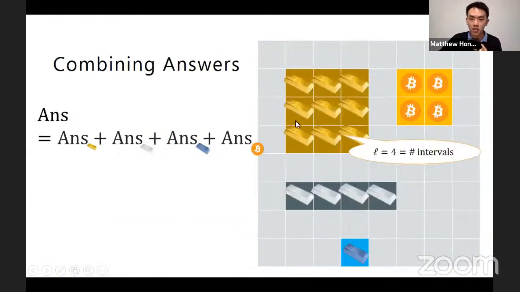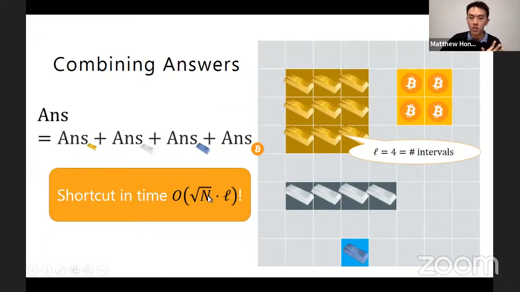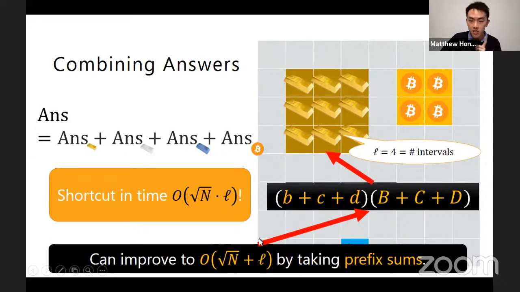And we can extend this for L intervals and obtain a shortcut that runs with a multiplicative overhead in L. But actually, this can be improved to an additive overhead in L by first taking the prefix sums, and each of these summations is just a difference of two prefix sums. So now for each interval, we can do a constant time retrieval of the responses.